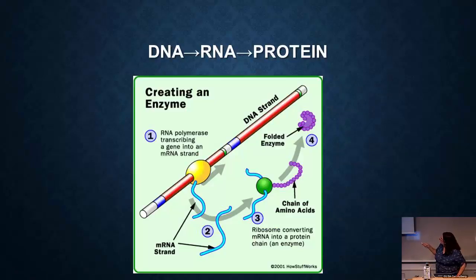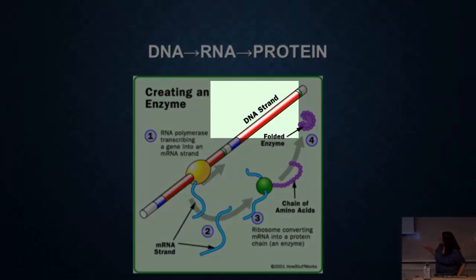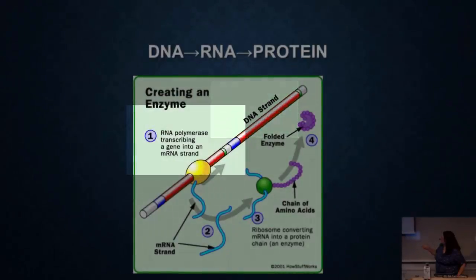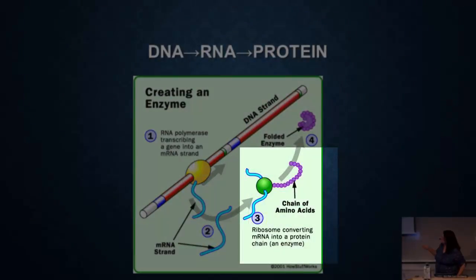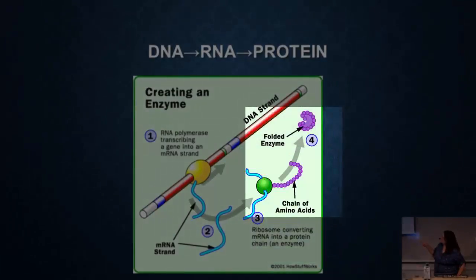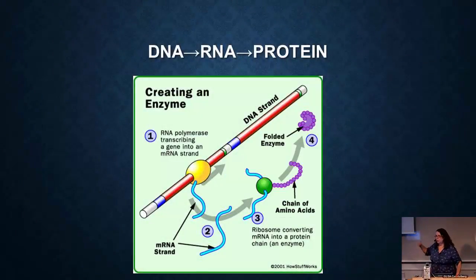Just to review one more time, here's a DNA strand. Here's RNA polymerase transcribing a gene into an mRNA, a messenger RNA, which is then translated by a ribosome and making a protein. That protein then folds up and becomes an active enzyme to do whatever its job is. Are there any questions about this? Okay.